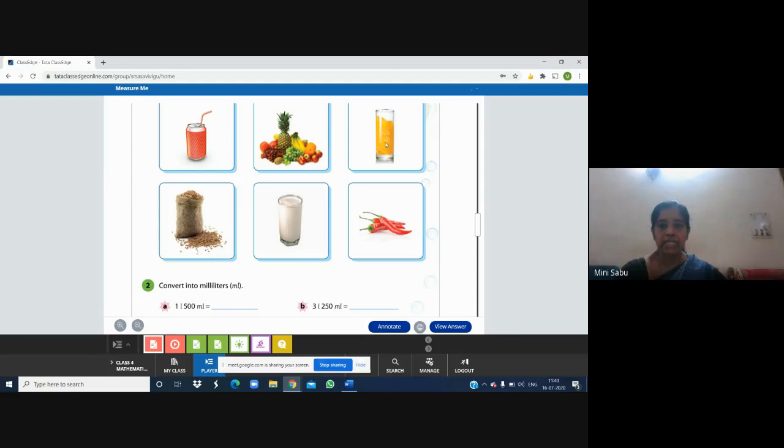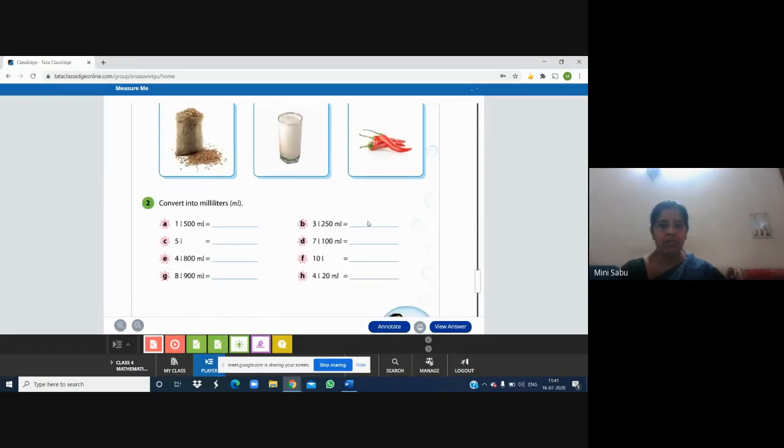Okay, so here in this one also you will put a circle, but in second one no circle, fourth one no circle. What about this fifth one? A glass of milk, that is also you can measure in milliliter. So here also you will put a circle. What about this chilies? Will you measure in liter or milliliter? Definitely no. Okay, so this was very easy for you.